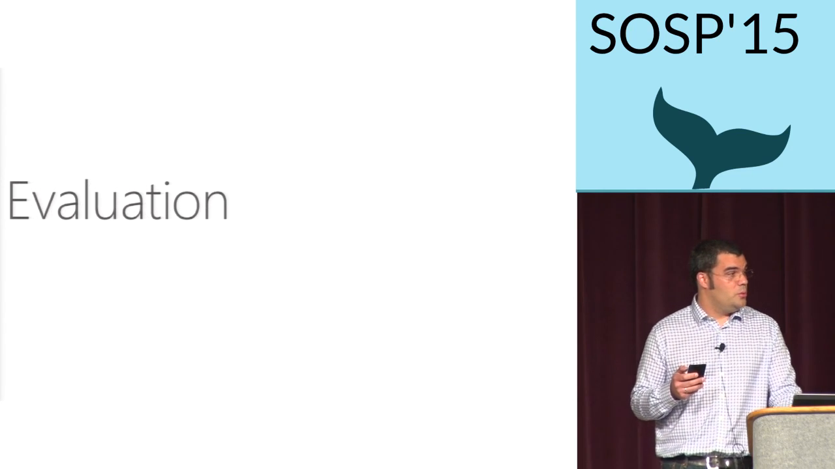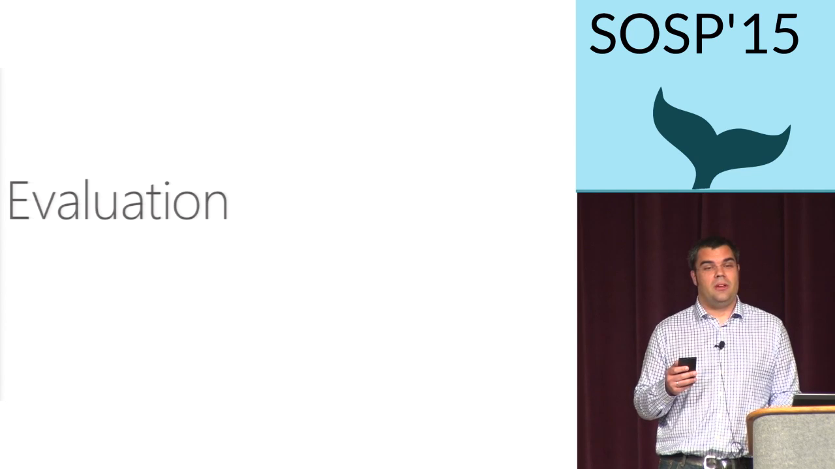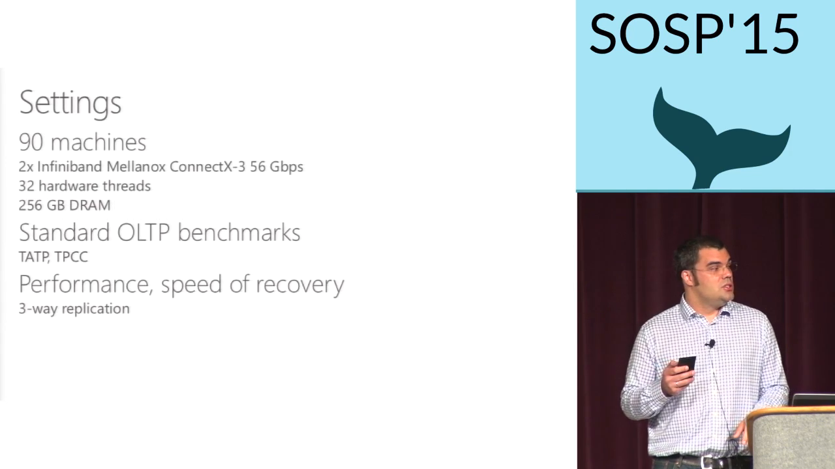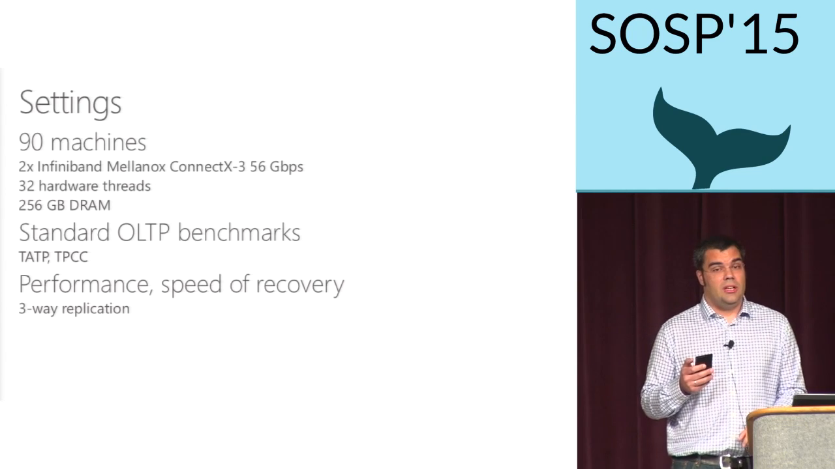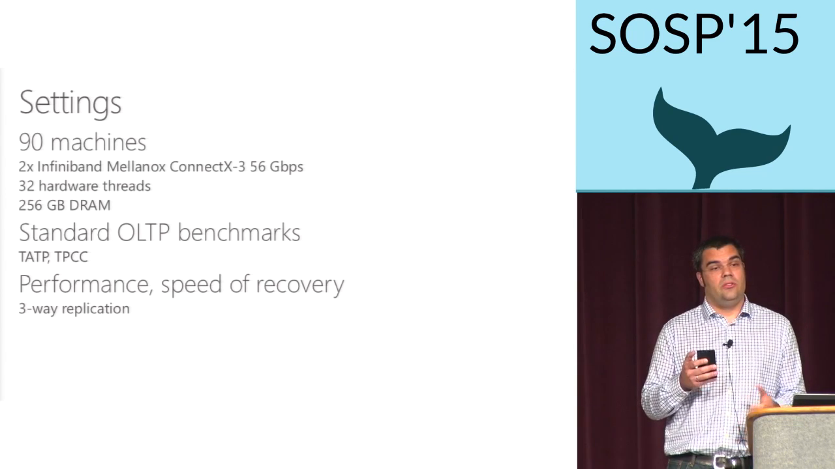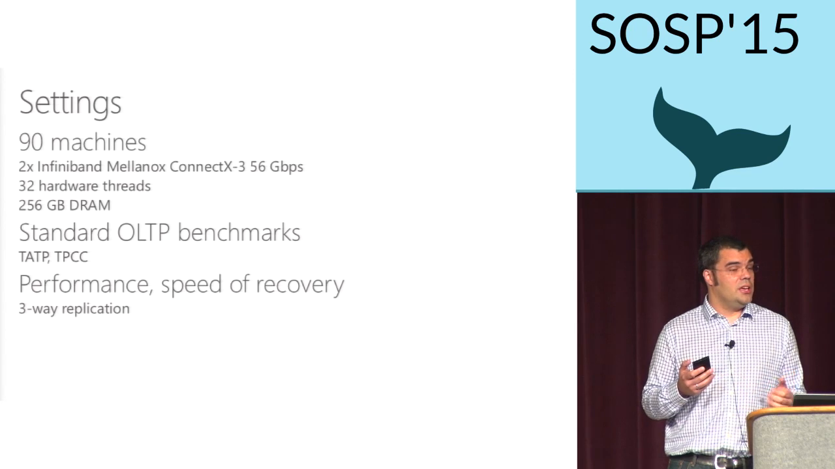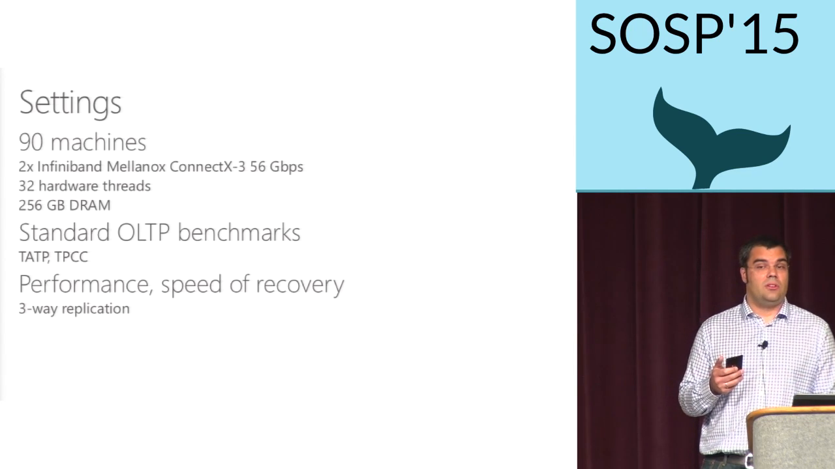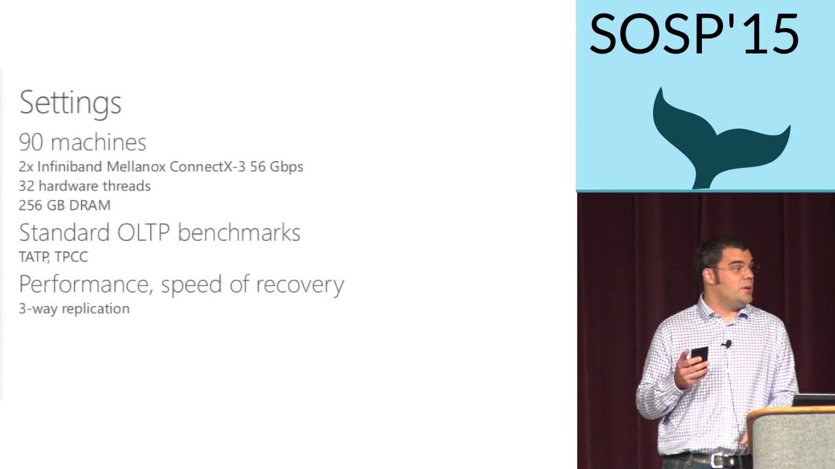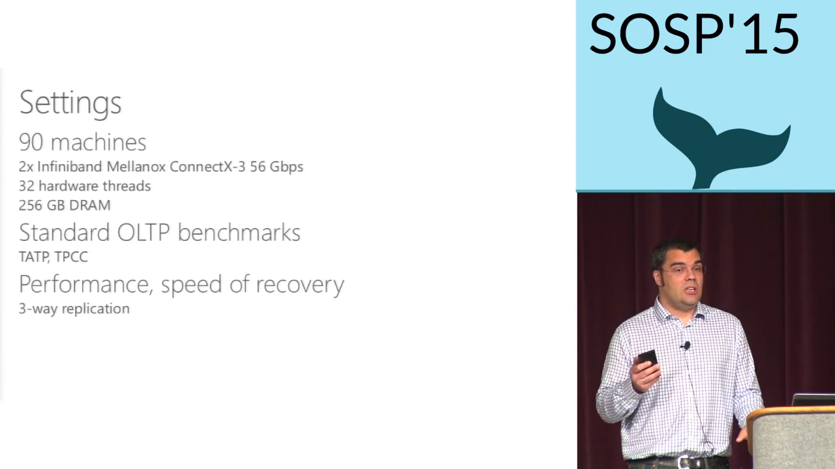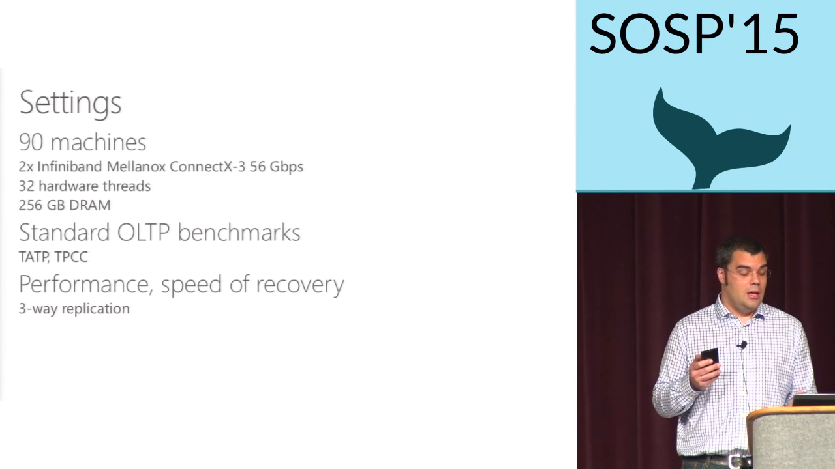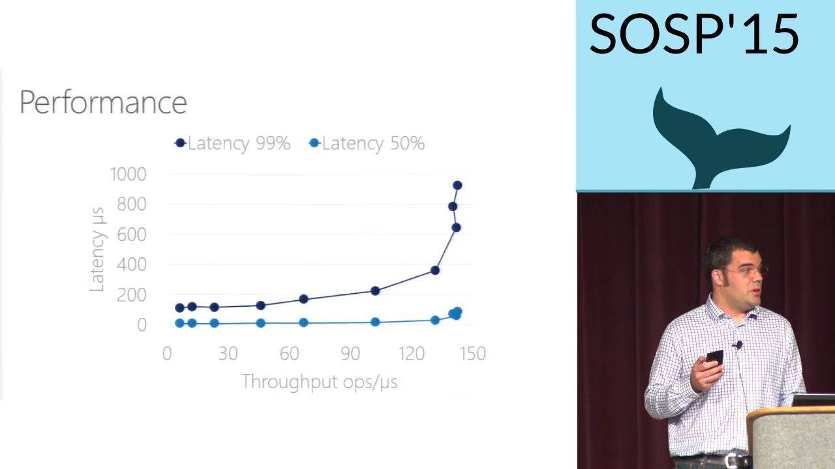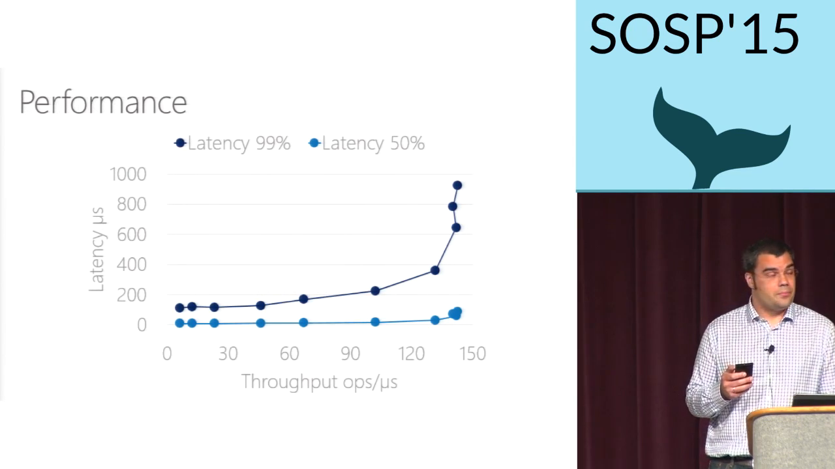In the next 2 minutes, I'm going to show you some evaluation results. We evaluated the system on a cluster with 90 machines. Each of the machines has 2 InfiniBand 56 gigabit NICs and 2 sockets with 32 hardware threads and 256 gigabytes of memory. We use standard OLTP benchmarks, but I'm going to show you only the results for TATP. There are more results in the paper, and we can talk later as well.